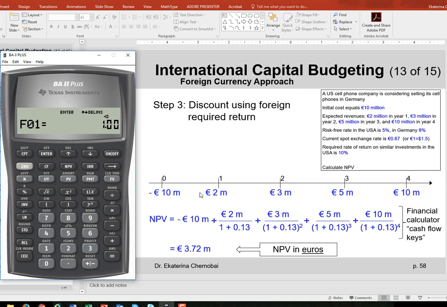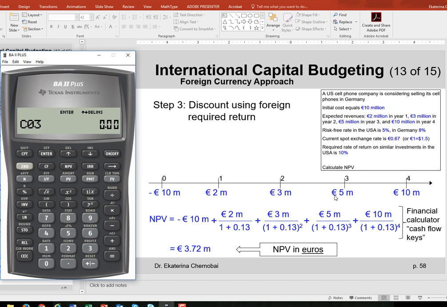What's the frequency of it? It's only once in a row. It's not repeated again in the next year, so I'm keeping the frequency at the default value of 1. The calculator uses 1 as the default. So I press the down arrow key. Cash flow number 2, that's 3 million euros. I press 3, enter, down and down again.